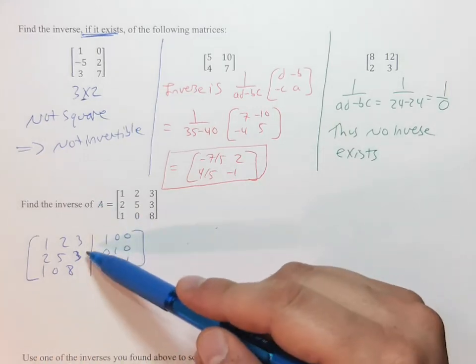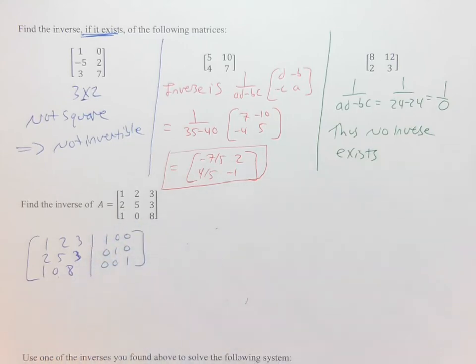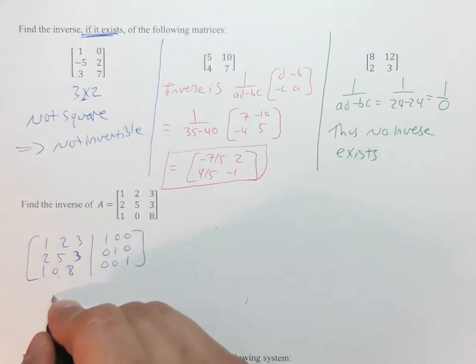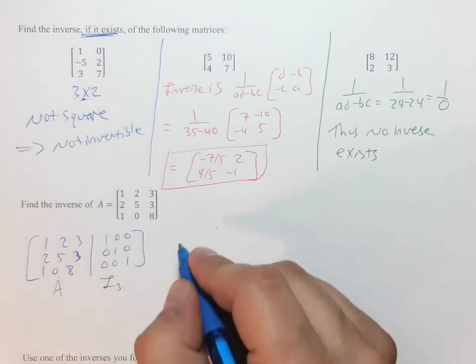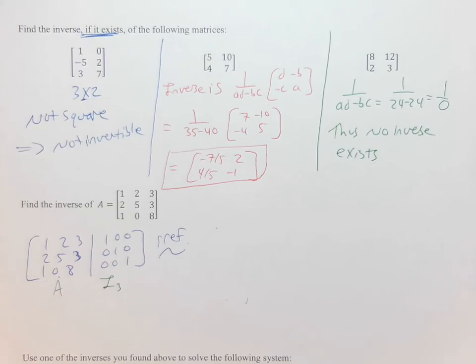Oh, by the way, I know I put this line down here. I'm not writing an equal sign there. I'm just trying to separate the matrix from the identity matrix. I know it's probably obvious anyway, but I just wanted to clarify. I'm not solving an equation here. So I put A and the identity matrix in there and row reduce. I used my calculator to do this, and hopefully you did as well.